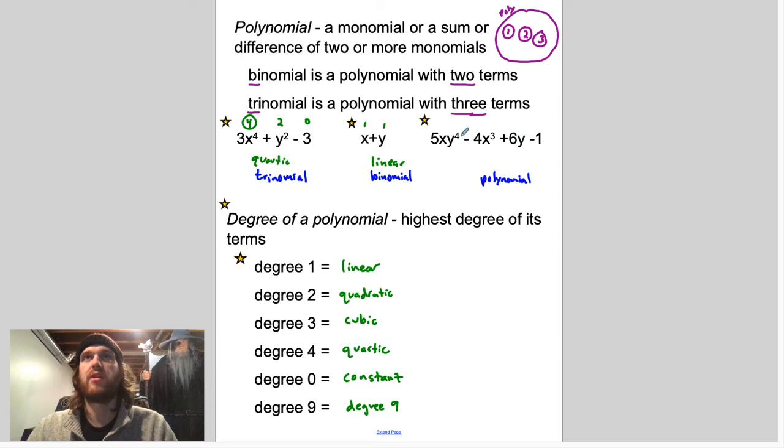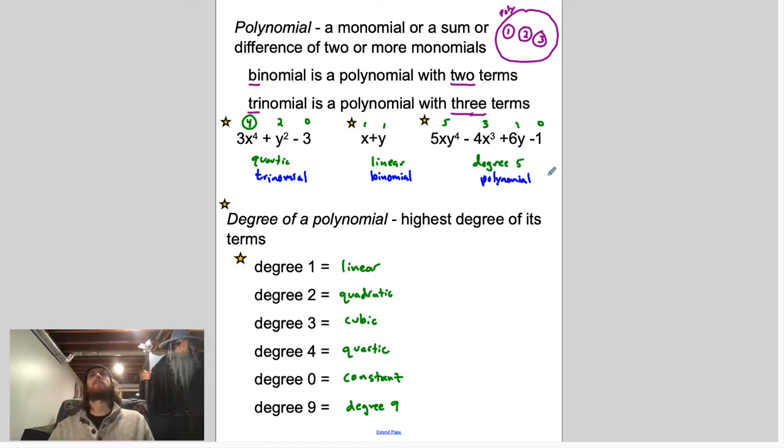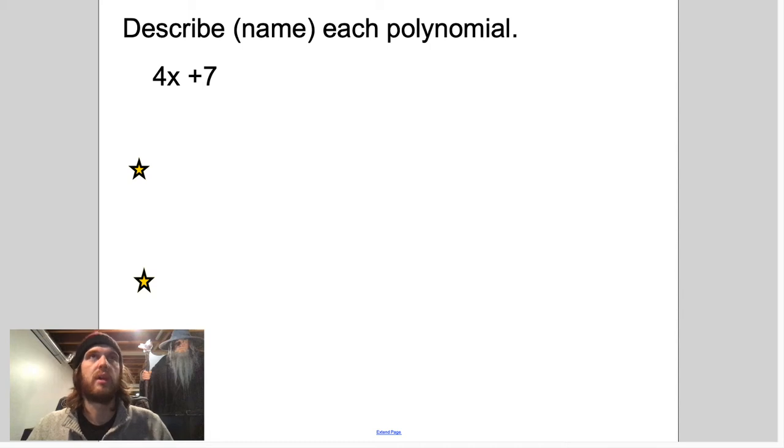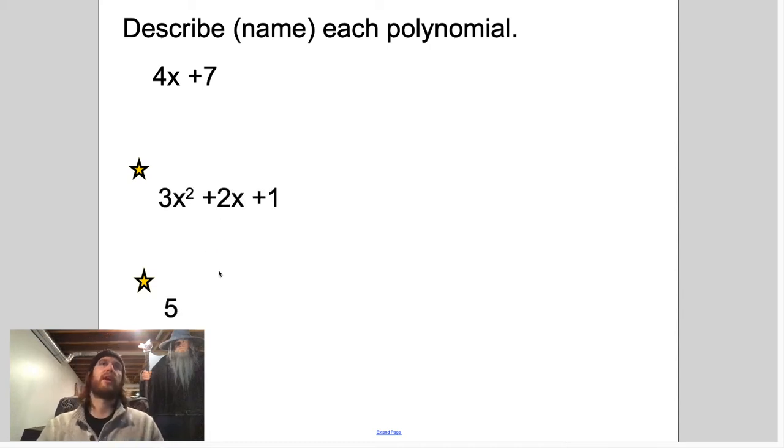And then over here, this is degree 5, degree 3, degree 1, and degree 0. The highest is 5, so we will just call this a degree 5 polynomial. Super. All right. Let's keep cruising here. See some examples. All right, so you can practice naming these on your own. I'm going to go through and label them momentarily.